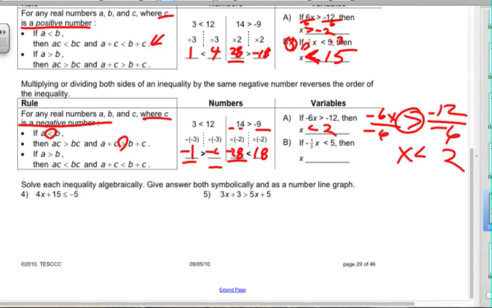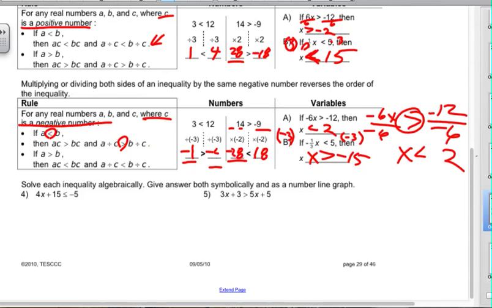So anytime you divide by a negative, you have to switch it. Same way here, I need to multiply by a negative 3 on both sides. So that will give me x is bigger than negative 15. All right.